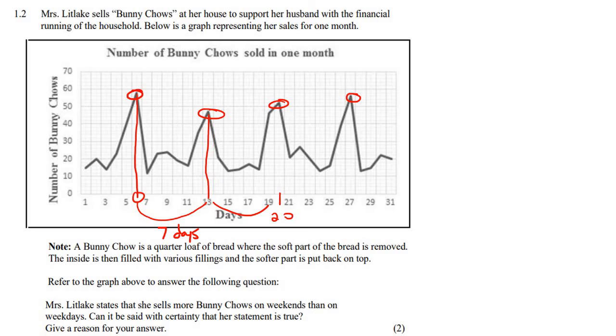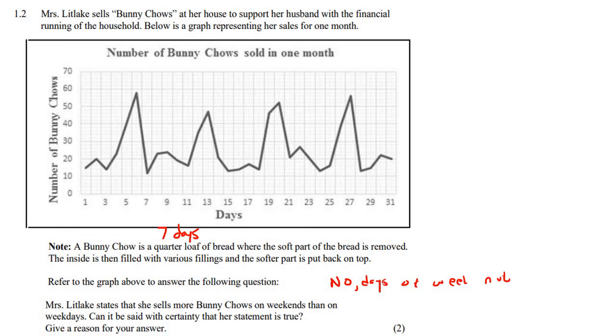And then all of a sudden the sales drop again. But we don't know if that is a Saturday, a Sunday, a Monday. These could all be Mondays. We don't know that. So we cannot say for certain that this lady is actually selling most of her things on the weekend. So we will say no, and we'll say that the days of the week are not given on the graph.